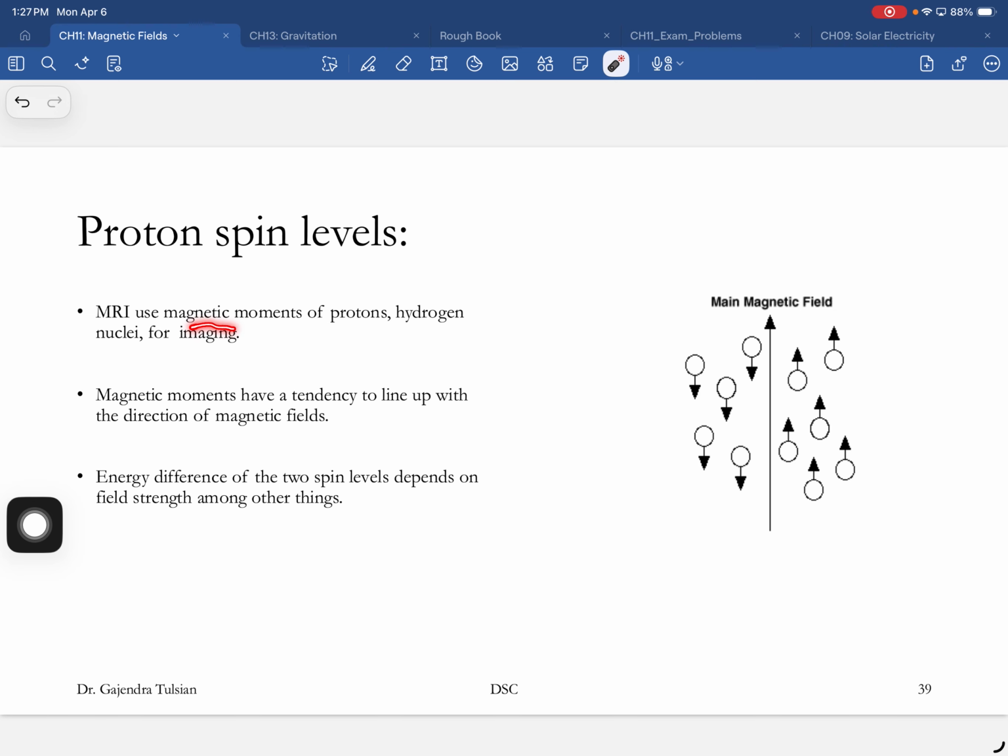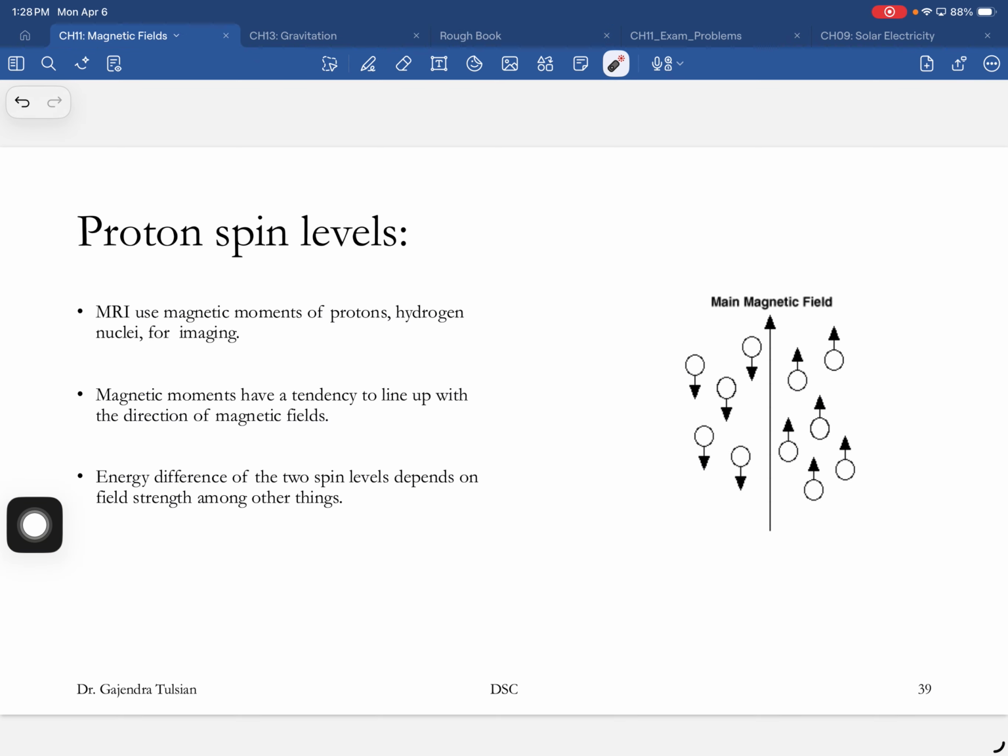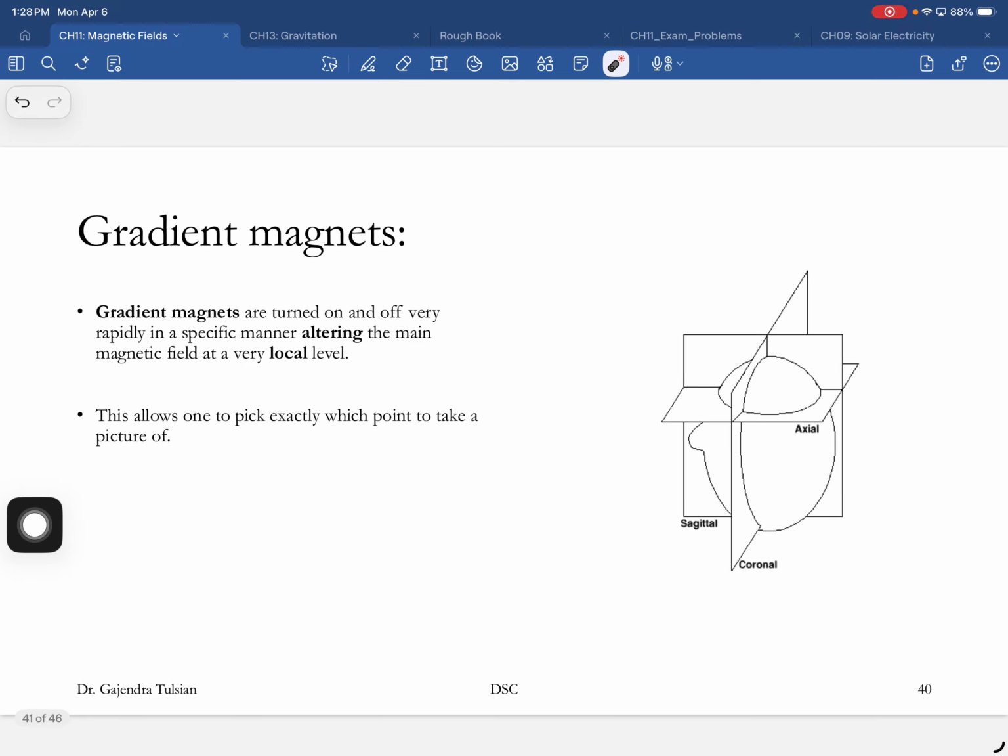So MRIs use magnetic moments of protons, hydrogen nuclei, for imaging. Magnetic moments have a tendency to line up with the direction of the magnetic field. The energy difference of the two spin levels depends on the field strength. So here's the crucial part. In an MRI machine, you can take a picture of a point inside your brain. How do you take a picture of something inside your brain?